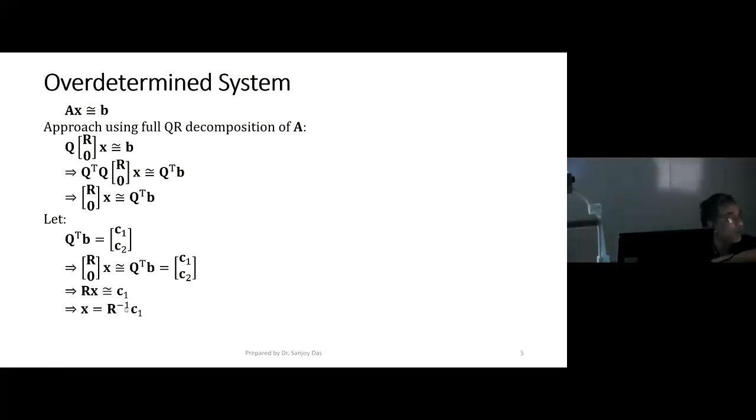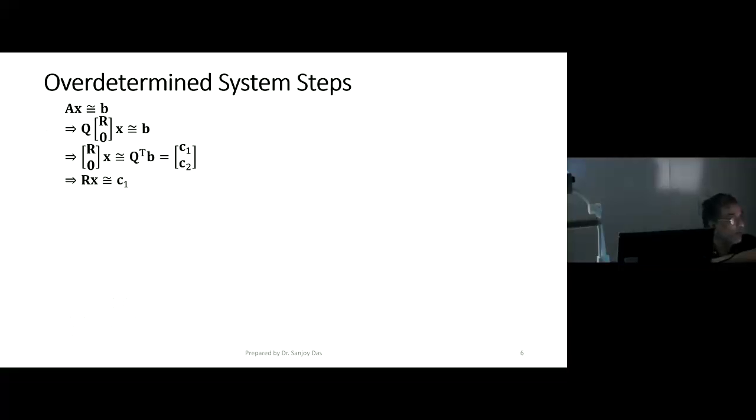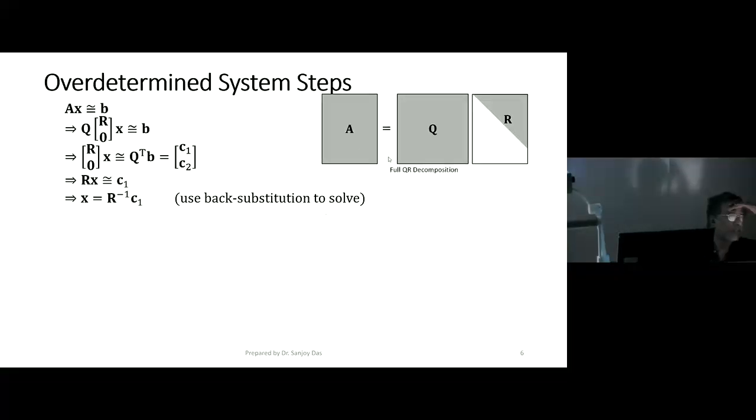So X is equal to R inverse times C1. And R is upper triangular, so it can be solved readily. Okay, so this is what we have. Eventually, we want to solve Rx equal to C1, where C1 is the upper n elements, n as in New York, of Q transpose B. And we can solve it readily using back substitution. So this is the full QR decomposition, and only C1 is used.